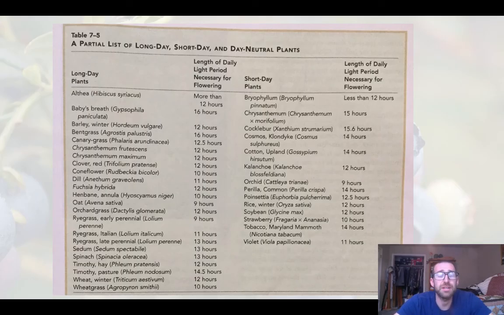All right, and now here is just a list of long day, short day plants and some day neutral plants. I don't think I had the day neutral included here. So these are just your long day plants on the left and short day plants on the right. Some examples and just some of their critical day lengths, just for your reference.